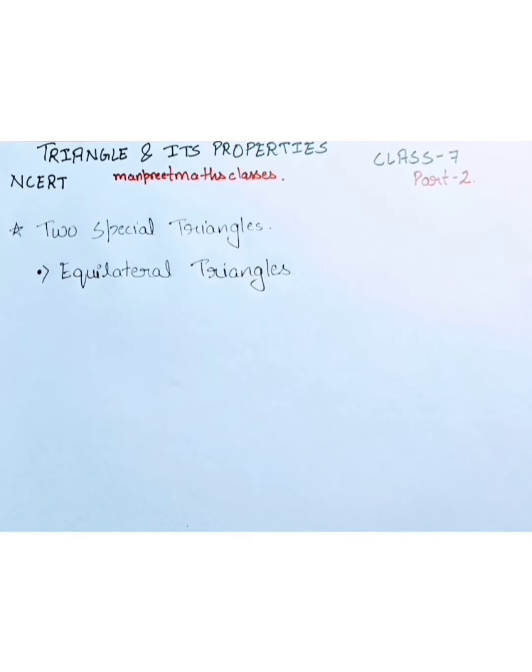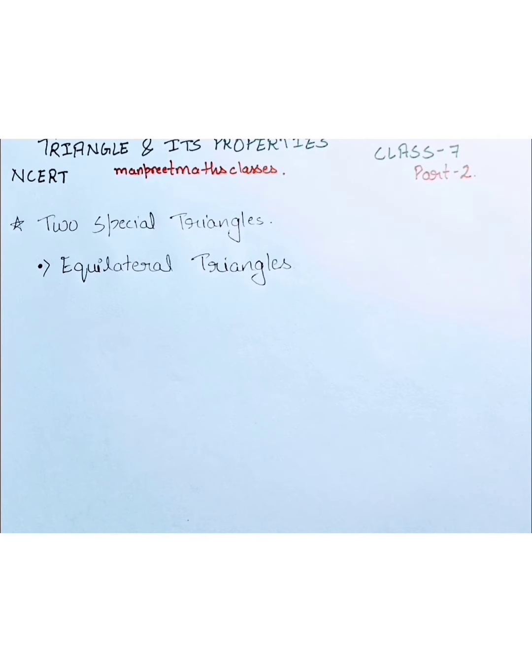And today we are going to continue our chapter, triangles and its properties. So our first topic for today is equilateral triangles. We have discussed there are a lot of types of triangles, but today we'll learn only those triangles which are mentioned in your textbook. So our first triangle is the equilateral triangle. Now, what is an equilateral triangle?